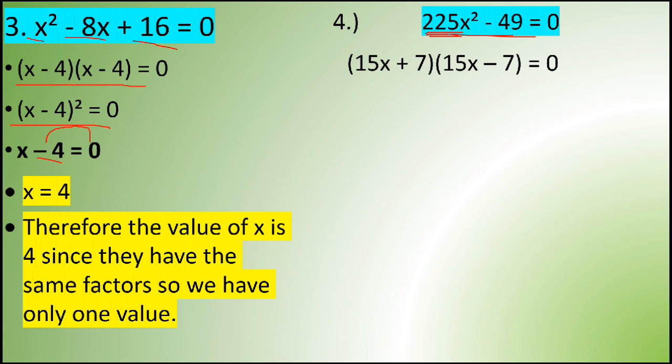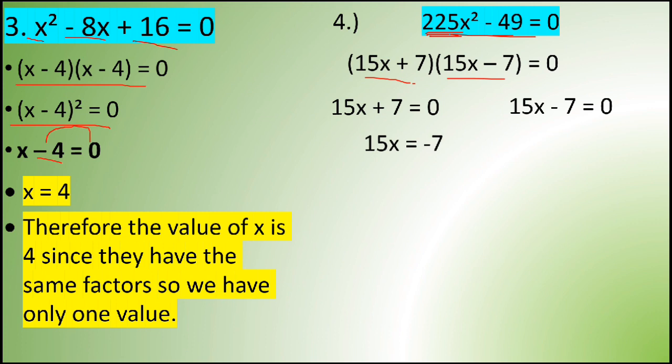Next, pwede na natin kunin ang value ng x. So, equate natin both factors by 0. So, 15x plus 7 is equal to 0. Then, 15x minus 7 is equal to 0. So, unahin natin si plus. So, 15x, ilipat natin si positive 7 sa kabila ng equal sign, magiging negative 7.